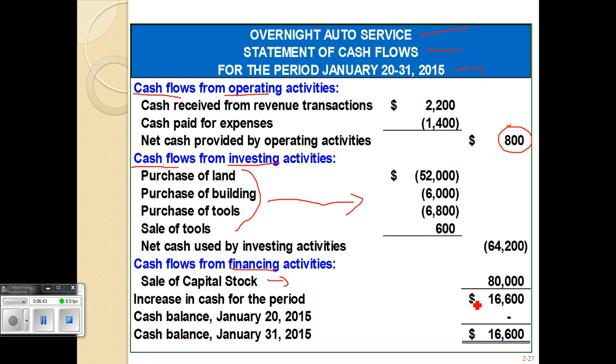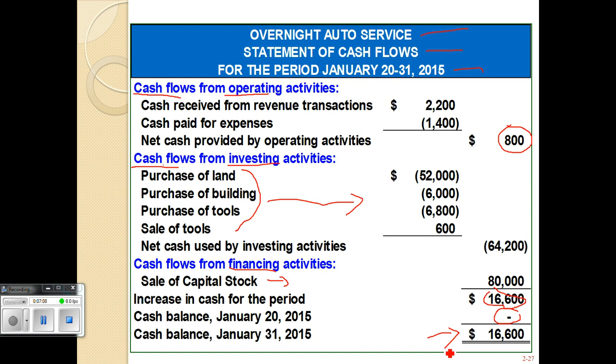And notice what this is telling me. This is telling me at the beginning, I started with no cash. I added during those 11 days $16,600 in cash. So what's my cash balance at the end of the period of time on January 31st? It is $16,600. So key point here, statement of cash flows is a period.